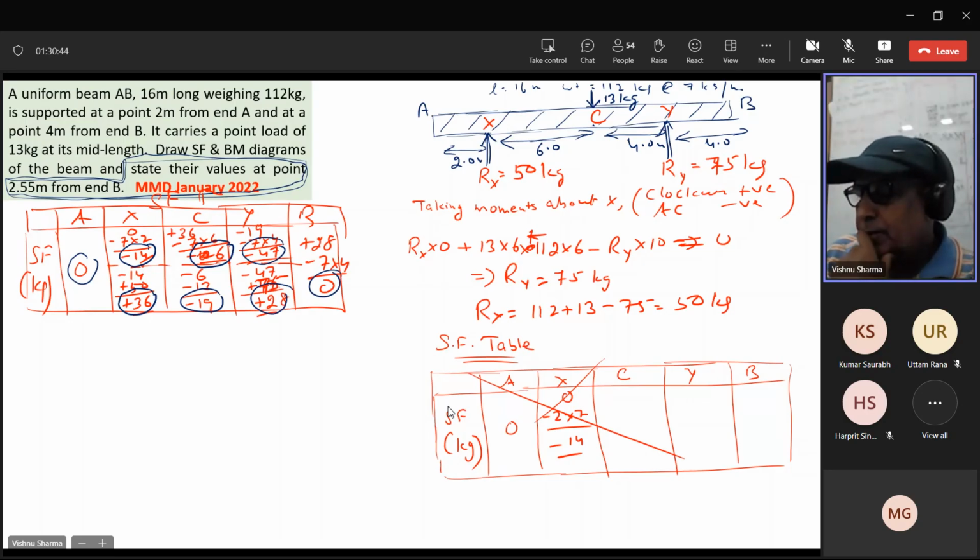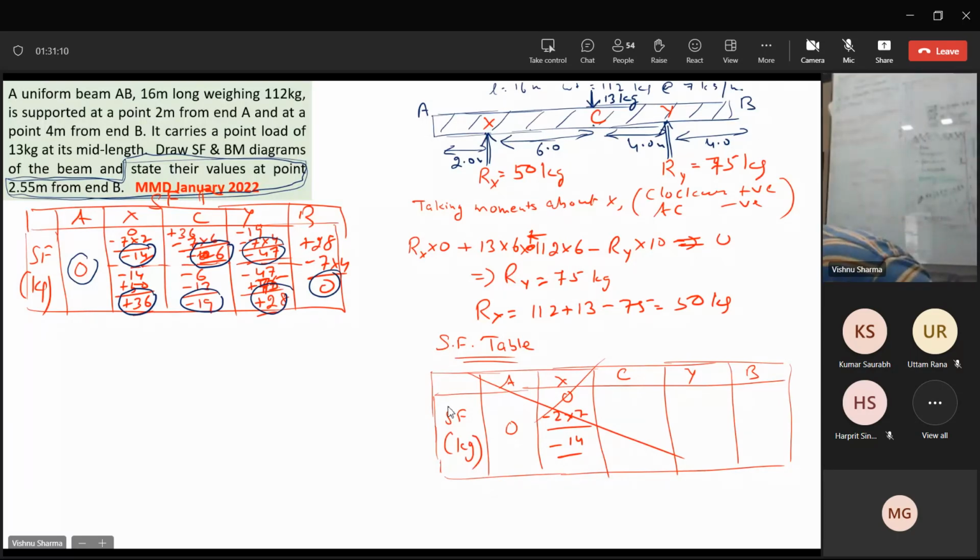Anybody who's having problems? Okay, anybody who's still completing the table, let me know. Should I wait for somebody who's completing the table? Yes, sir, please, 2 minutes. Complete the table by yourself, match the answers. Let me know if there are any queries. Let me know once you're done.